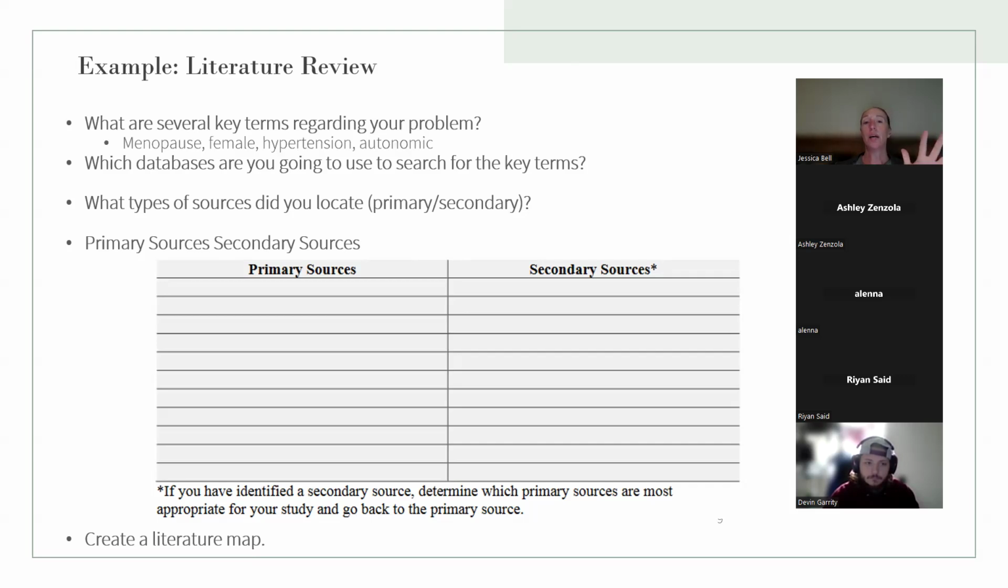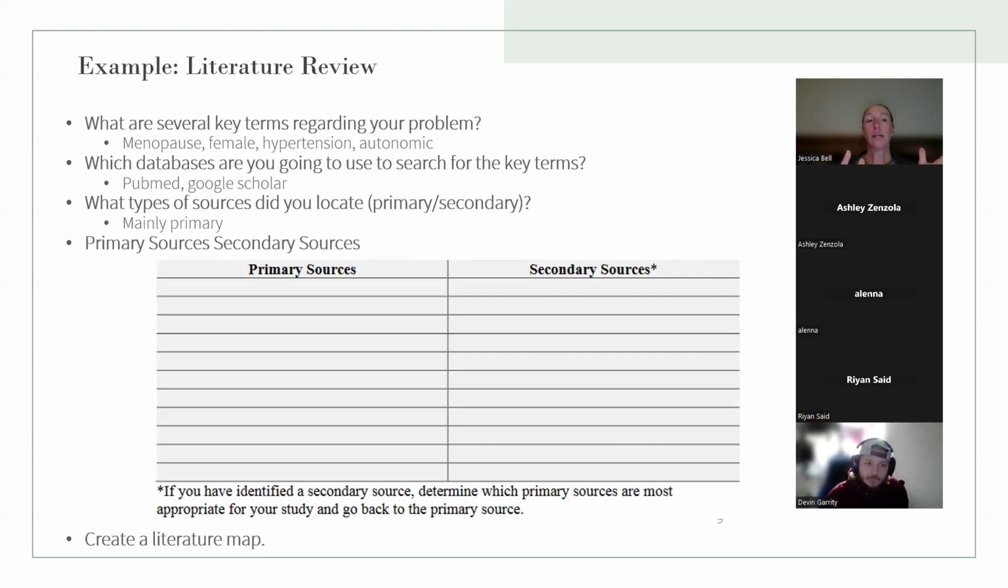So let's use that example. Key terms for Dr. Keller Ross's research: I put in menopause, female, hypertension, and autonomic was another thing that she talked about quite frequently. What databases? For hers, I would use PubMed and Google Scholar. That would be my first two go-to. Still talk to the research mentor. There might be some clinical databases that I'm not aware of, or that they might have access to.